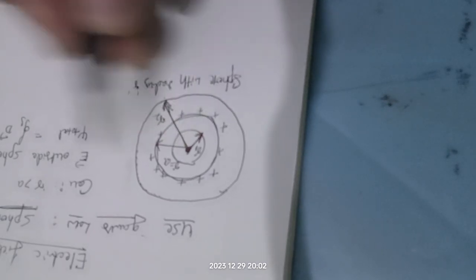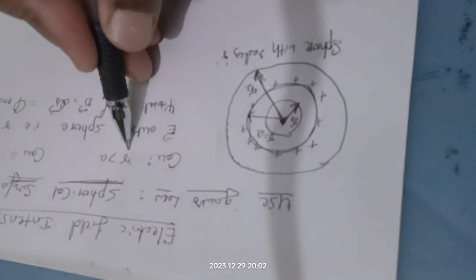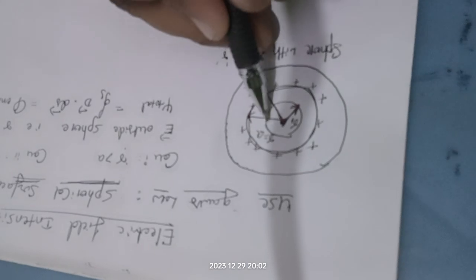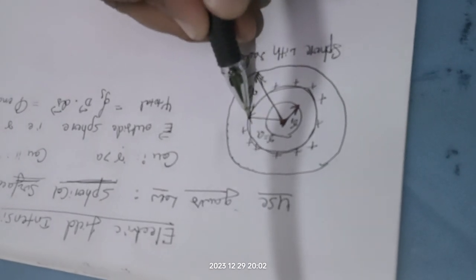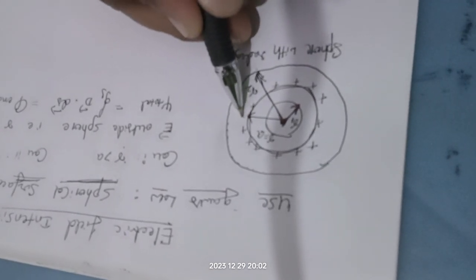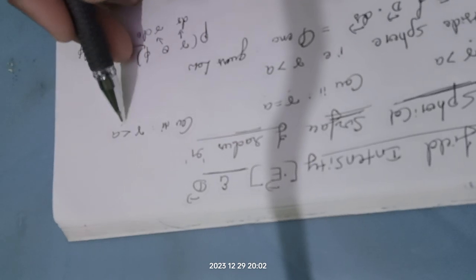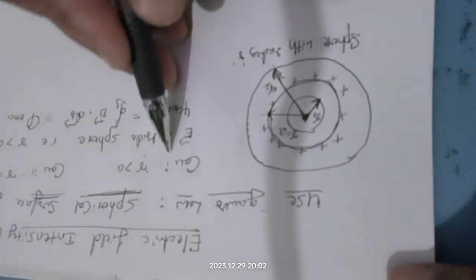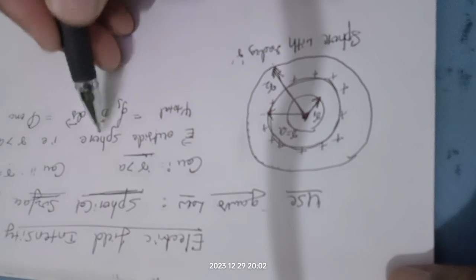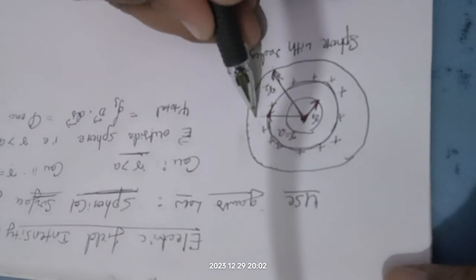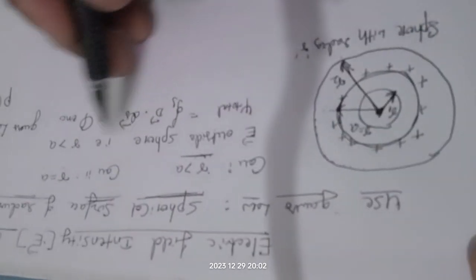Okay, so we'll consider three cases here. One is r greater than a. So this is a. R greater than a means this portion, then r equals a, and then r less than a. So in the first case we'll see E outside the sphere. So this is a sphere. Outside the sphere is r greater than a.